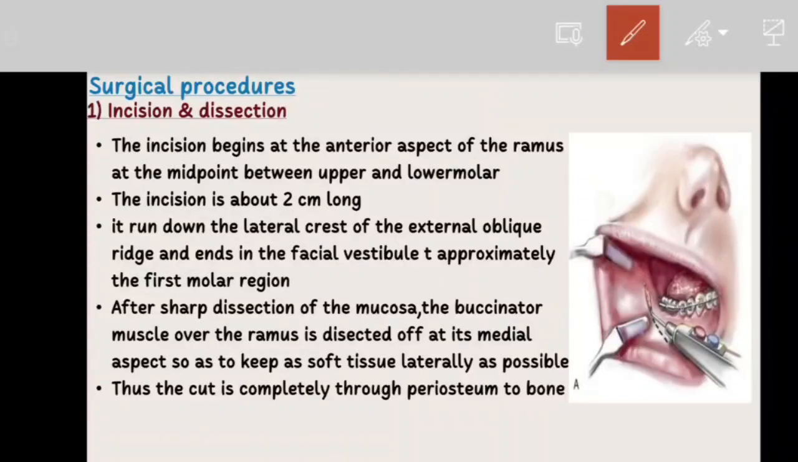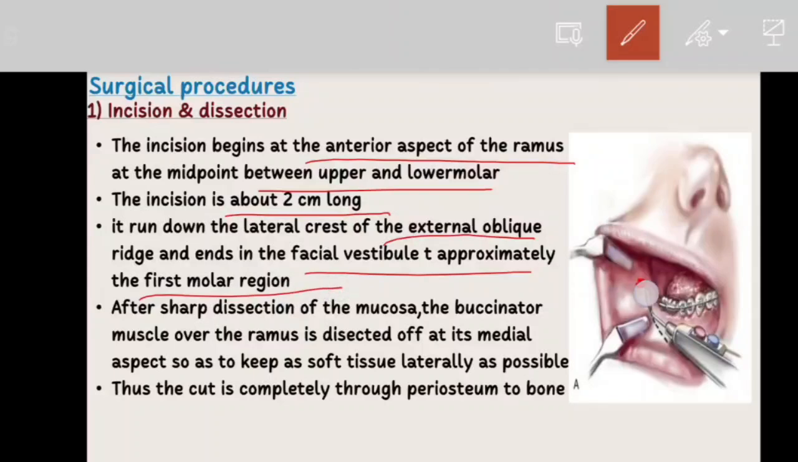Now the surgical procedure. The first step is incision and dissection. Let us understand step by step. The incision starts at the anterior aspect of the ramus. It is placed between the upper and the lower molar region. The length of the incision is about 2 cm. It runs downward along the external oblique ridge and ends in the facial vestibule near the first molar region.